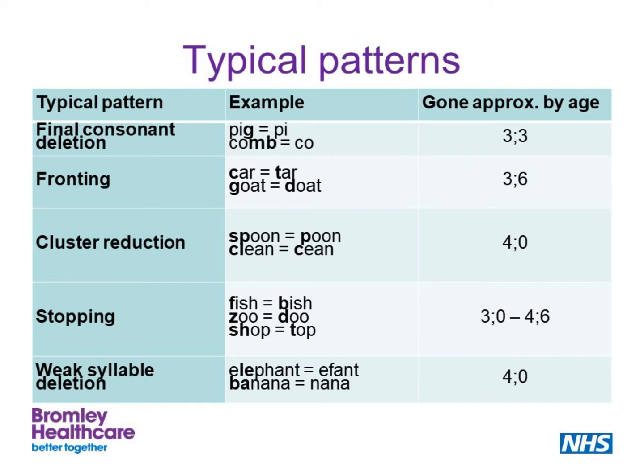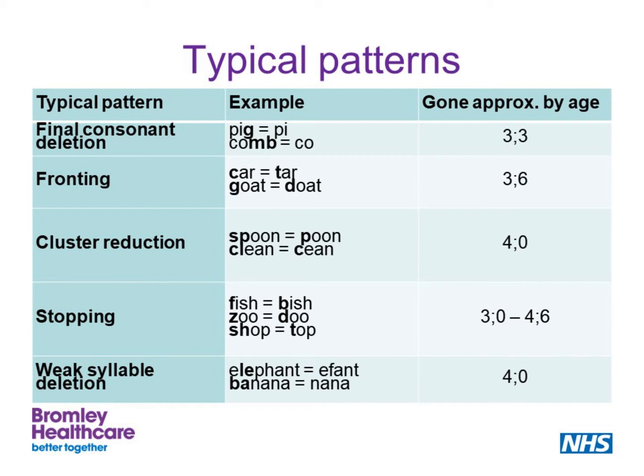Examples of what this would look like for final consonant deletion are saying pi instead of pig and co instead of comb. This process is typically gone by 3 years and 3 months. Then there's fronting. This is when back sounds like k and g are replaced by sounds produced at the front of the mouth, like t and d. So the child might say tar instead of car. This is typically gone by 3.5 years.